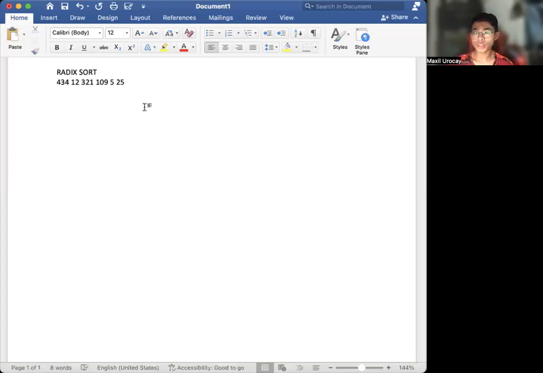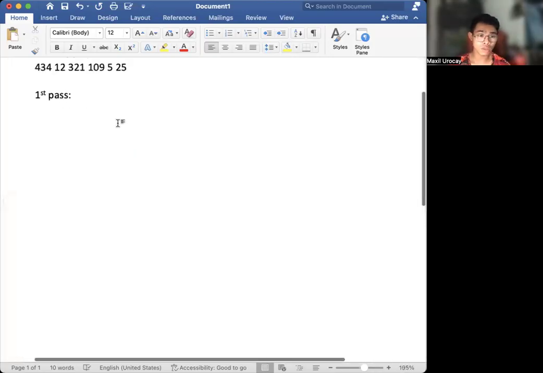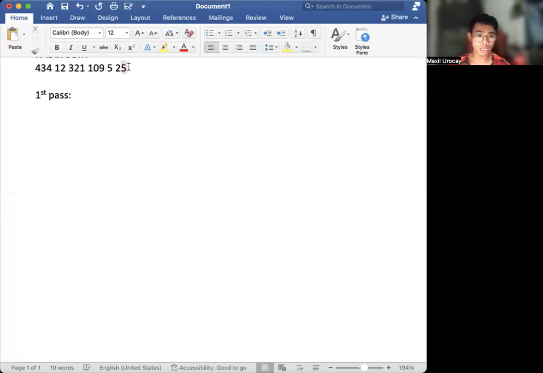Okay, I'll begin to illustrate, by the way, class, the Radix sort here. As I mentioned, we will begin to sort based on the ones, tens, hundreds, and so on. So right now, we'll begin with the first pass, which will be based on the ones. When we say ones, that is here. So you will begin to sort from basically 0 to n.